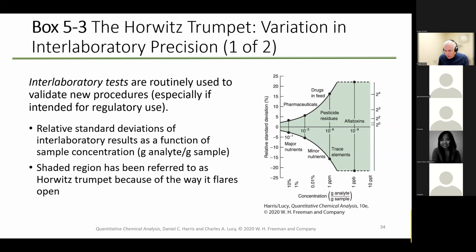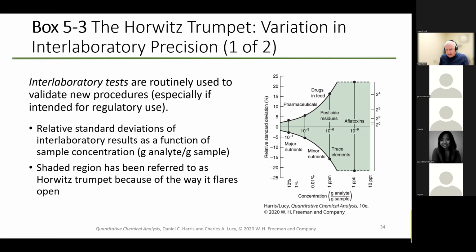And then nobody really knows for lower values, like aflatoxins, which are found in peanuts, I think green peanuts or something. They're sometimes super toxic, but really trace. If they're present at 10 to the minus 9 concentration, it's hard to say what the interlaboratory precision would be. It could be plus or minus 25%. It could be more than 100%, right?